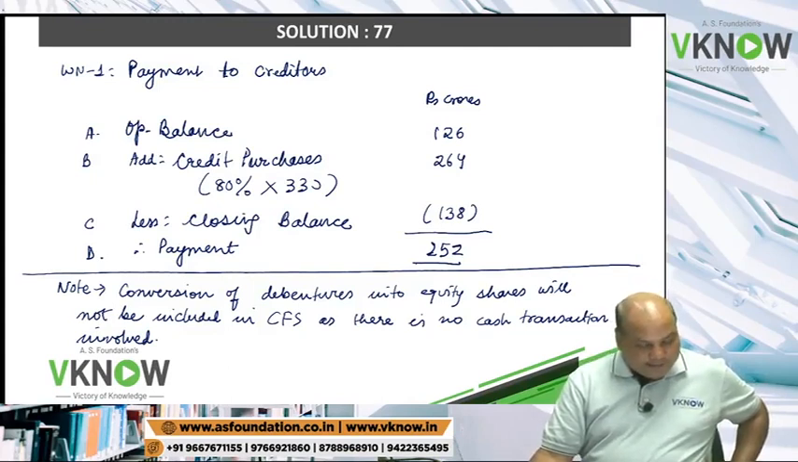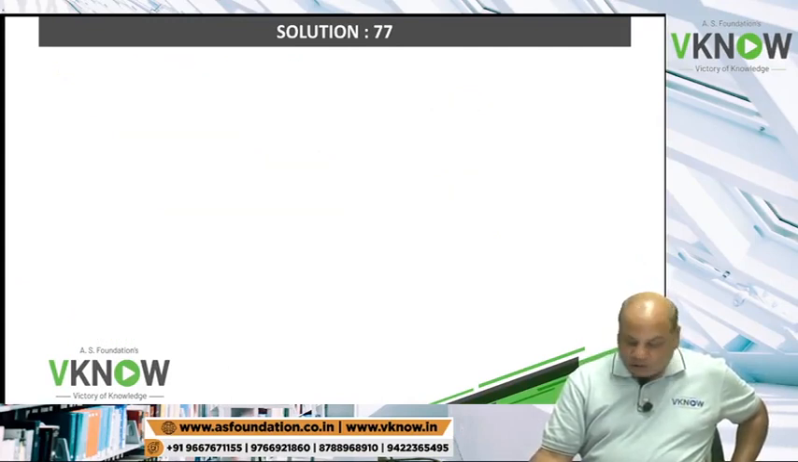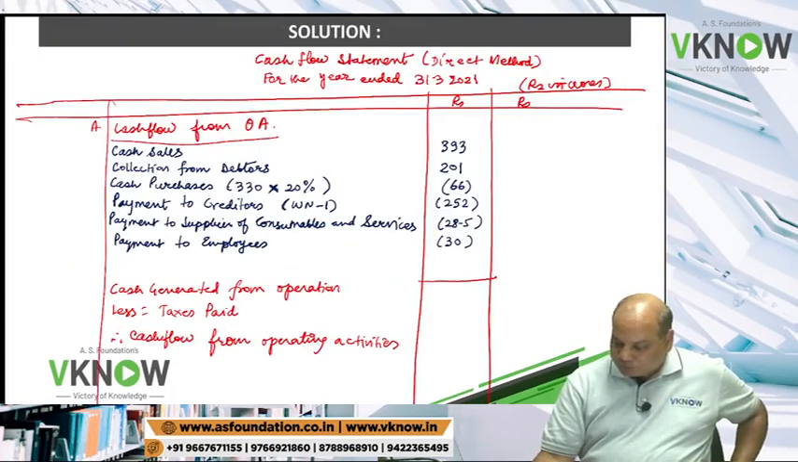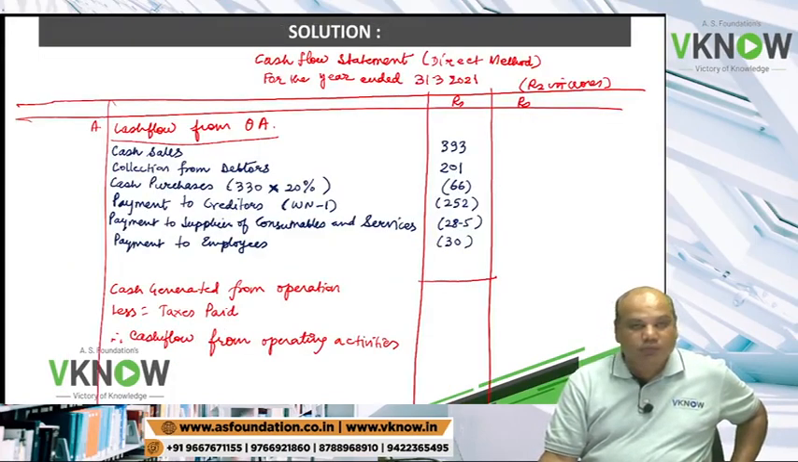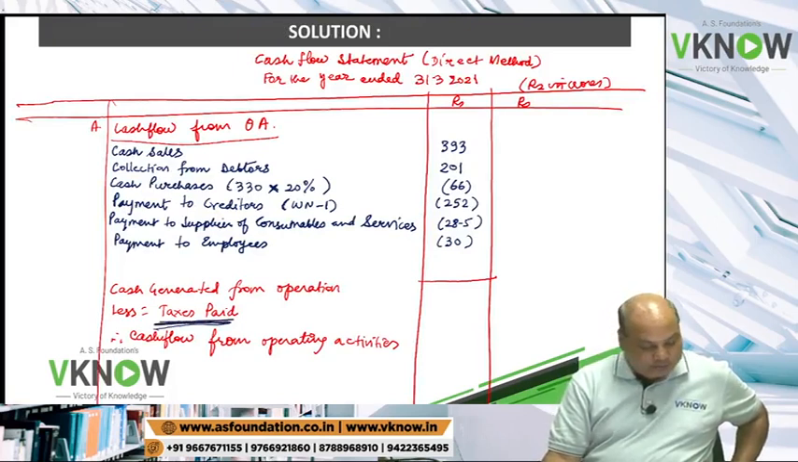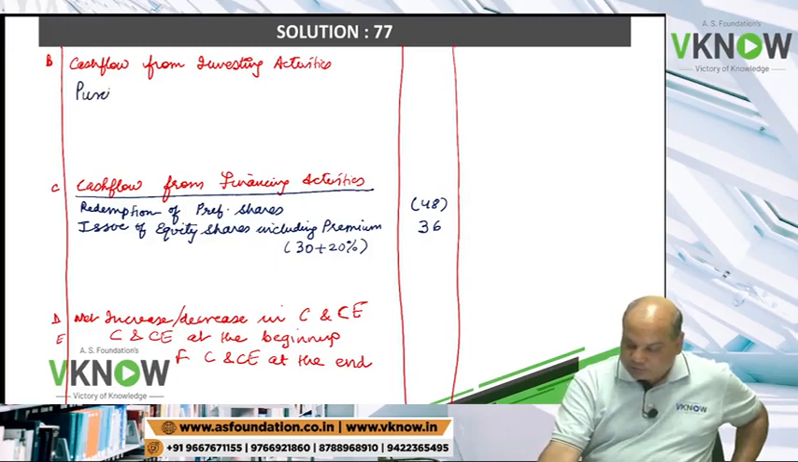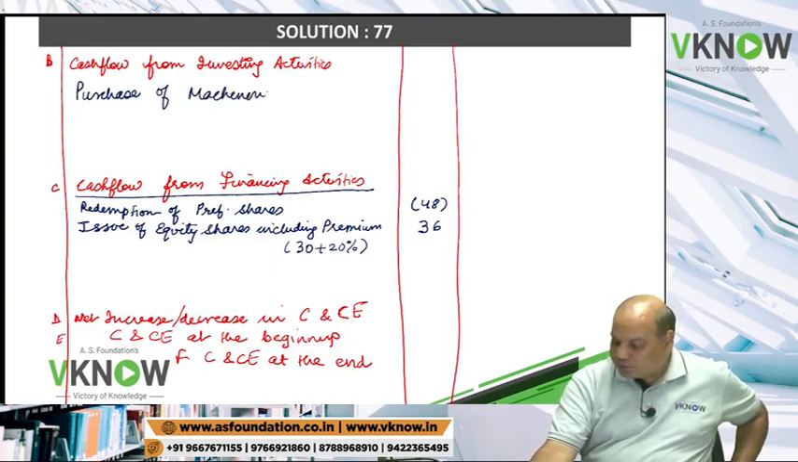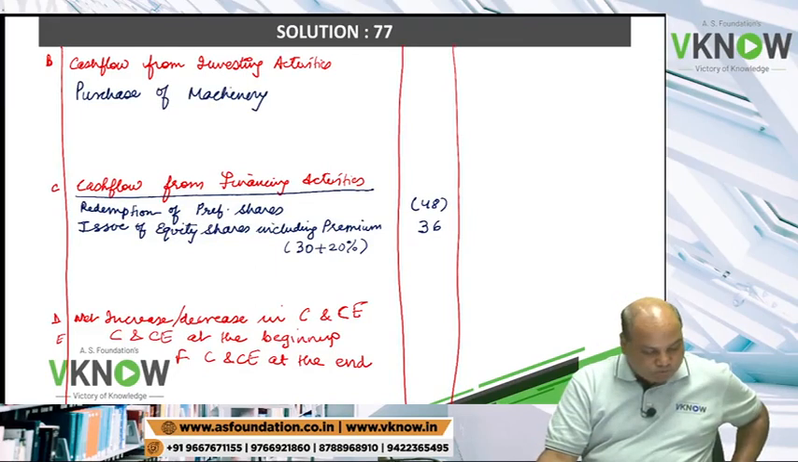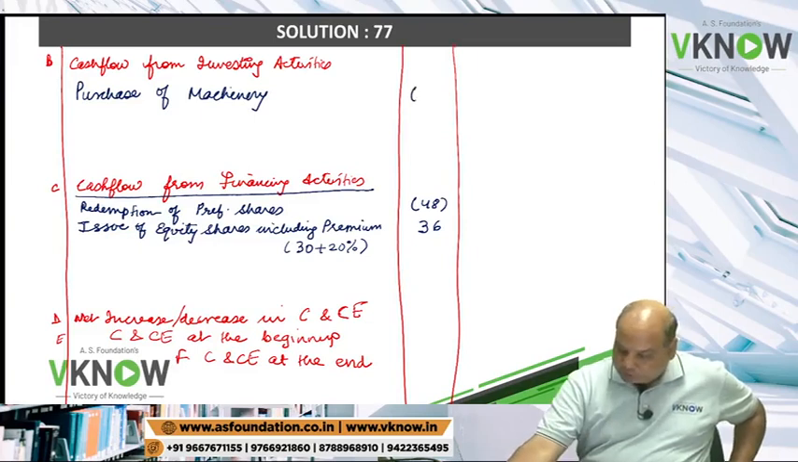Next point, 39 crore was paid by way of income tax. Come to operating activity. Here it is written tax paid 39 crore. A new machinery costing rupees 15 crore was purchased. This is investment activity. So you will write purchase of machinery, 15 outflow.